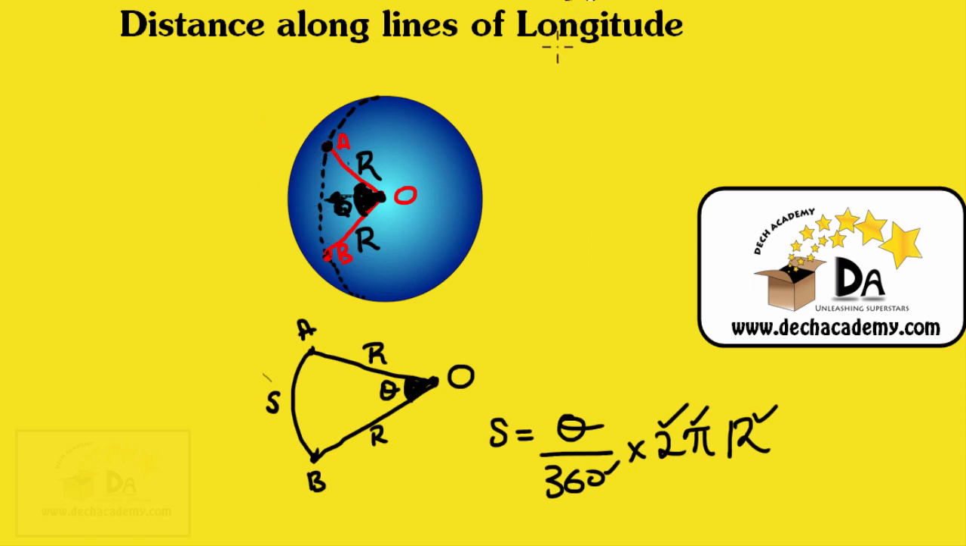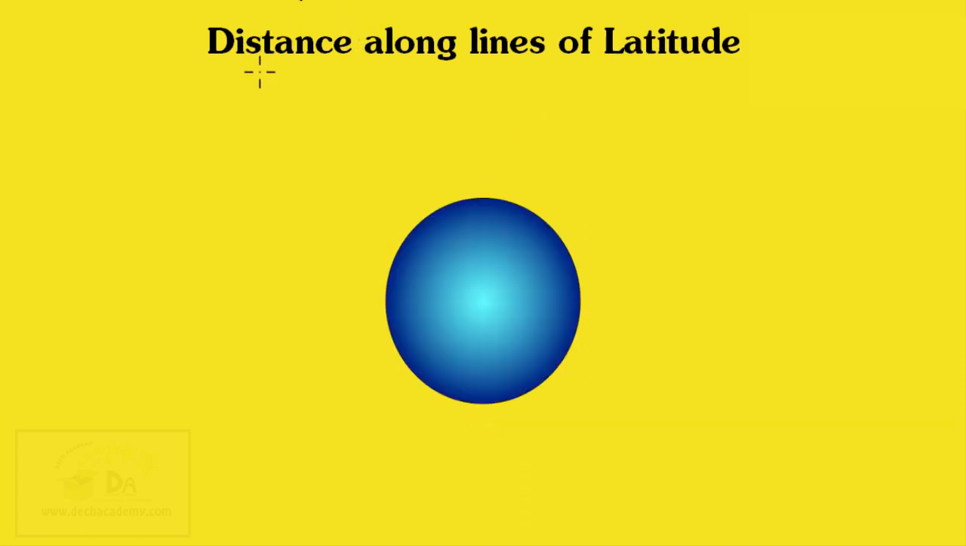So what I just demonstrated is going to be useful. So let's move on to the next. We're interested in finding the distances along lines of latitude. So I could say the distance along a line of latitude. So I'll draw a line of latitude. This black line here.